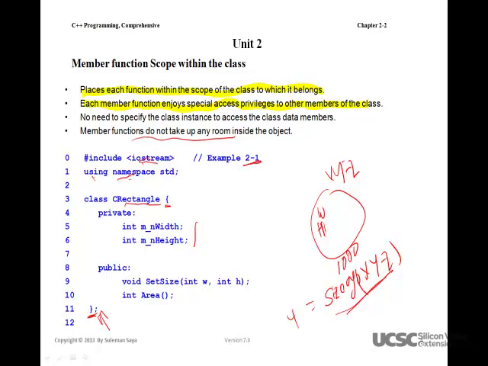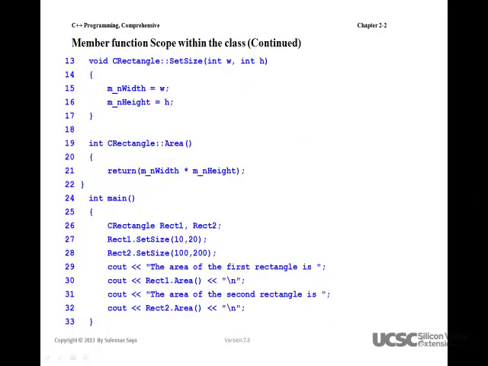The memory is going to be allocated when you actually create an object, okay? And we'll see that in the next slide. So in the next slide, I have two member functions, set size and area. The body of them is outside. We declare the prototype within the class body.